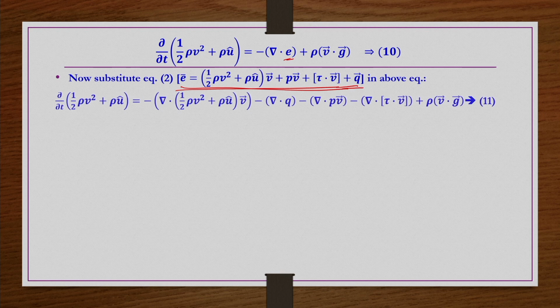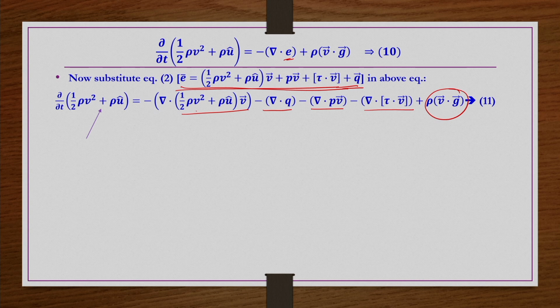Left hand side as it is, and on the right hand side, minus del dot of half rho v square plus rho u tilde times v is one term, minus del dot p v is the second term, minus del dot tau dot v is the third term, and minus del dot q is the fourth term. So all 4 terms have come into the picture in the form of del dot, and the last term, rho v dot g, is as it is.